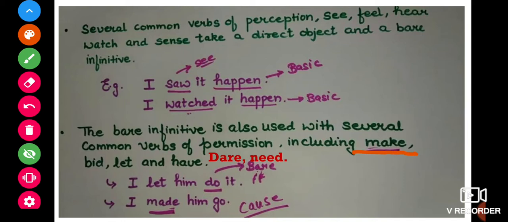Remember that these words make, bid, let, have, dare, need are themselves not bare infinitives, but whenever they are used in a sentence, bare infinitives will follow them. That means bare infinitives will be added after these words, just like I let him do it. Here do is the bare infinitive which is used after let. I made him go. Go is the bare infinitive which is used after the word made. I hope it is clear.